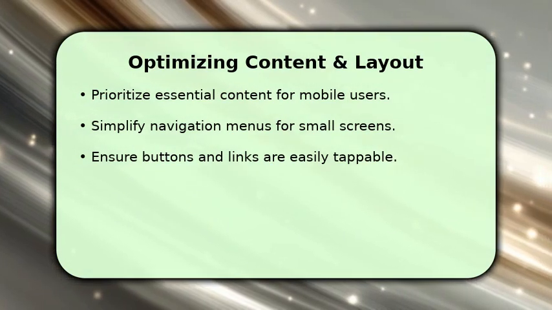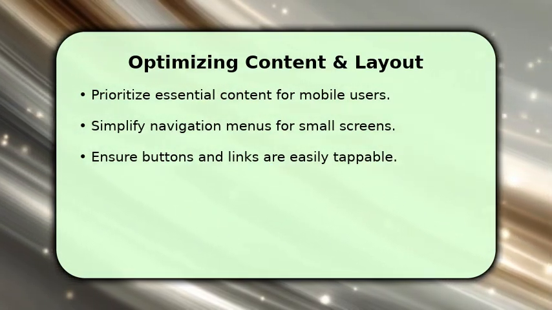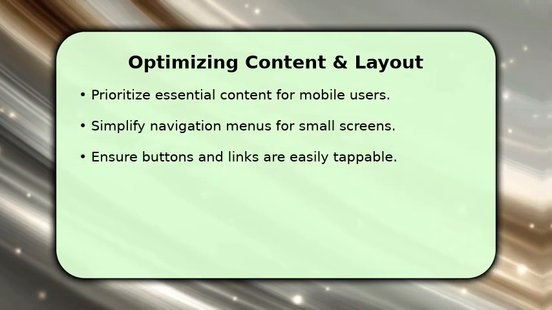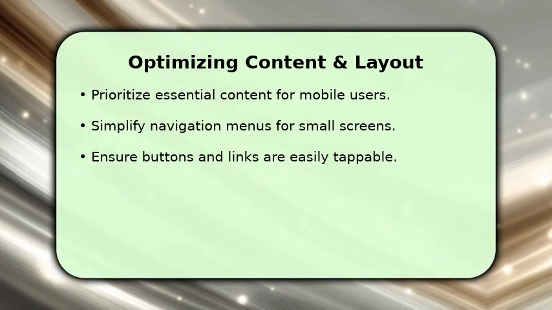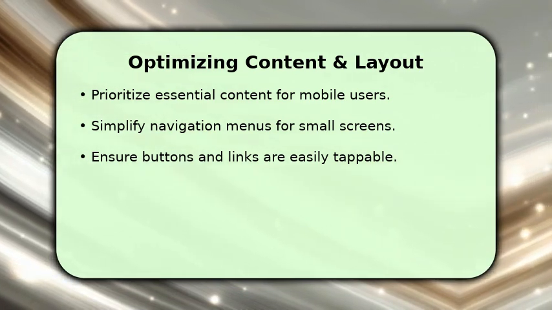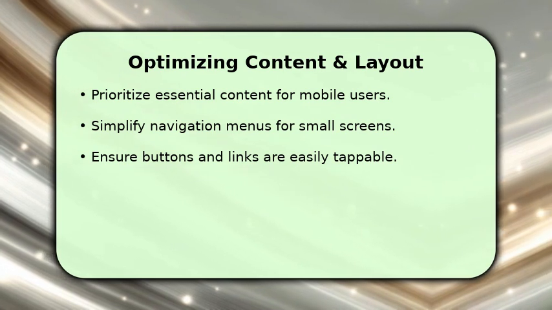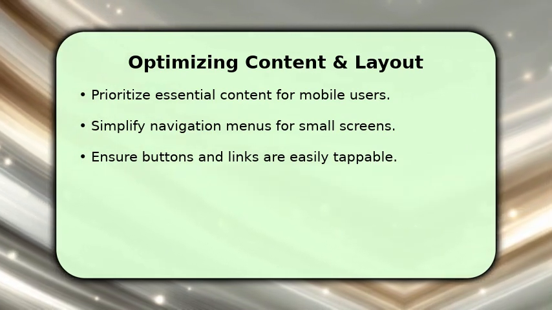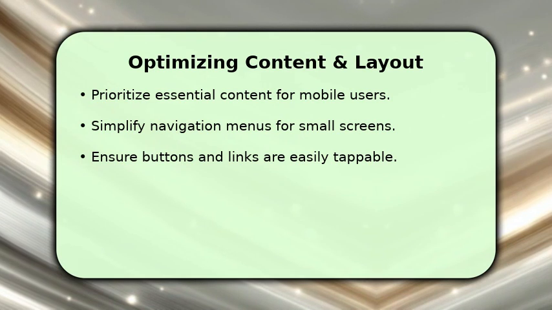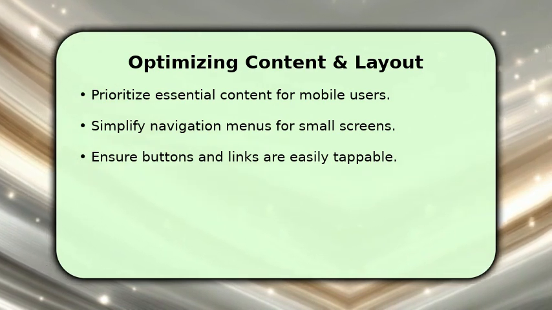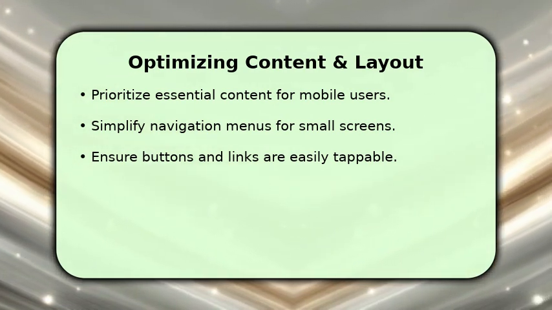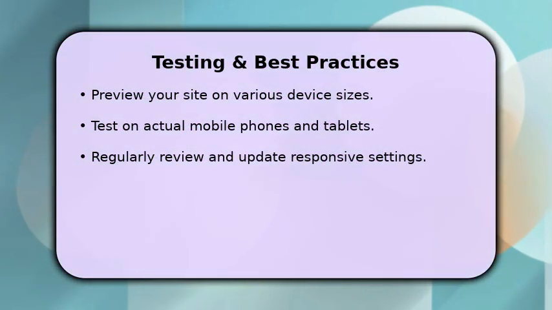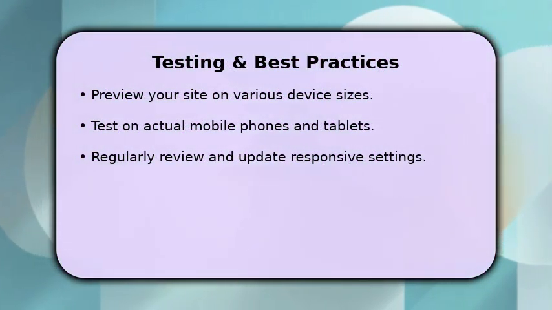Optimizing your content and layout is crucial for a great mobile experience. Think about what your mobile users need most and bring that to the forefront. Simplify your navigation to a clear, concise menu, perhaps using a hamburger icon. Also, make sure all interactive elements, like buttons and links, are large enough for easy tapping, typically at least 48 pixels by 48 pixels. After making your adjustments, thorough testing is essential.